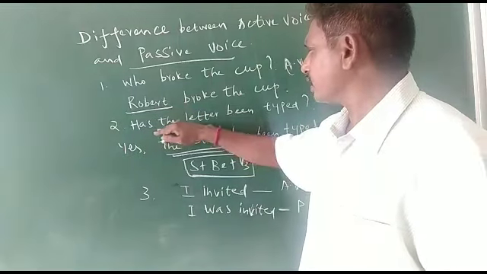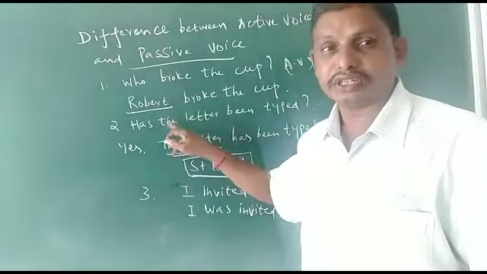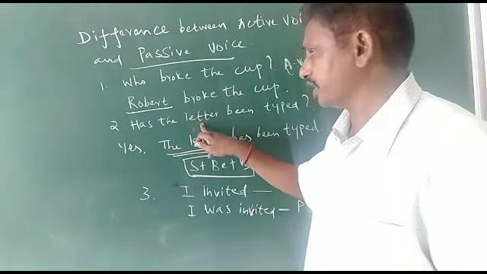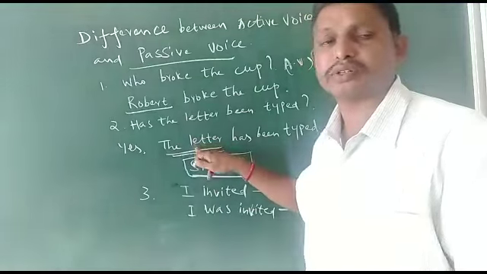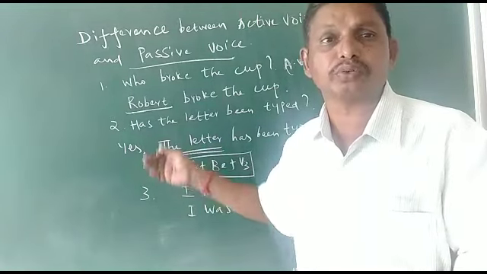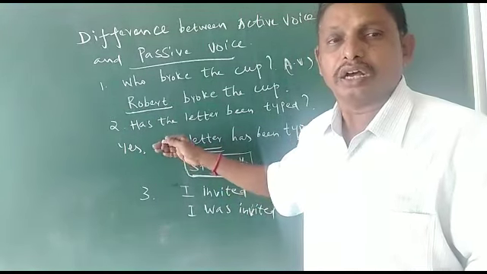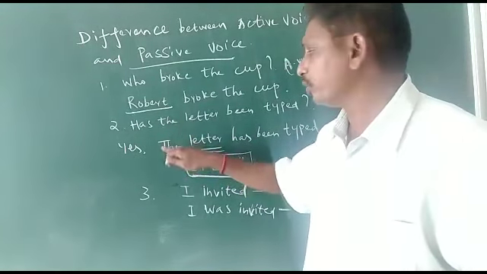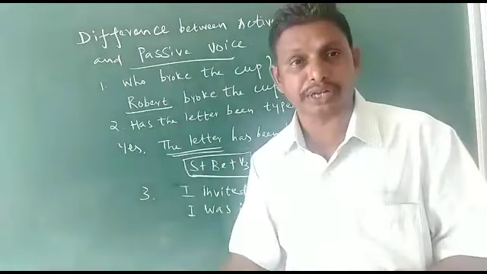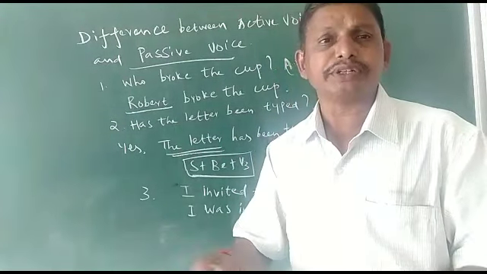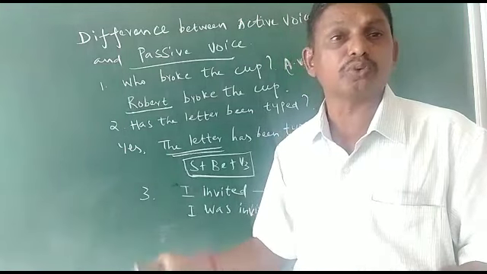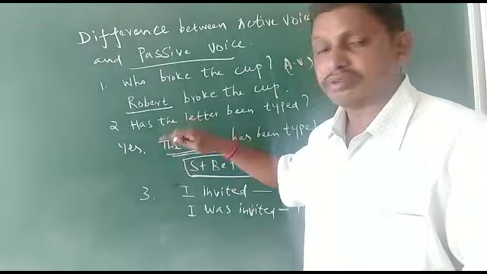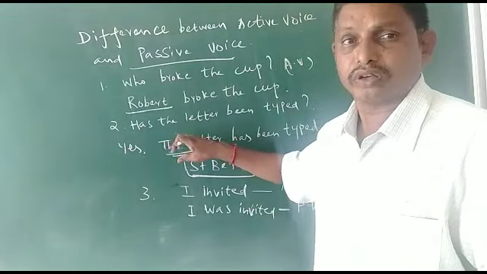You see here, has the letter been typed? In this sentence, we are talking about only the letter. We are giving importance only to the letter, not to the person who did the action. Here, I am not giving importance to the person who typed the letter. I am talking about only the letter. Has the letter been typed? I wish to know whether it has been typed or not, but I don't wish to know who typed that letter. So in the passive voice, we give importance only to this letter.